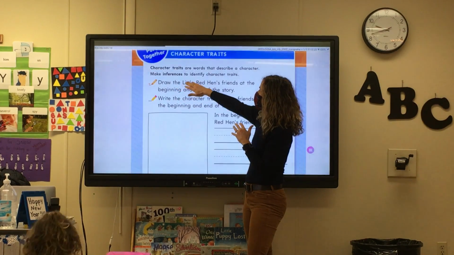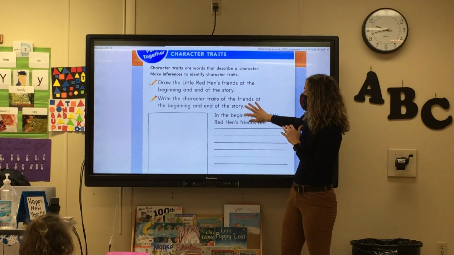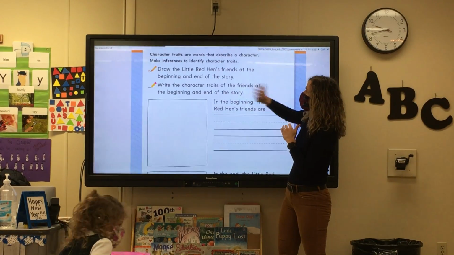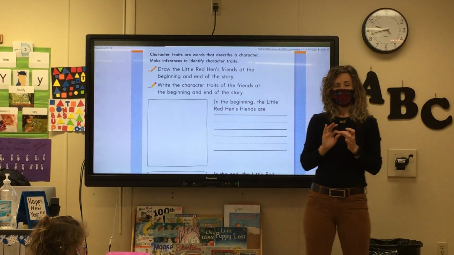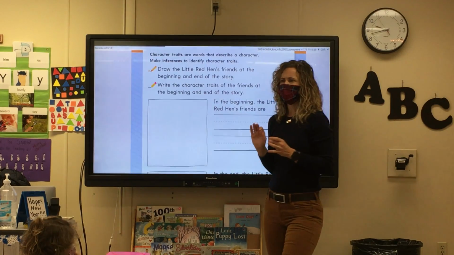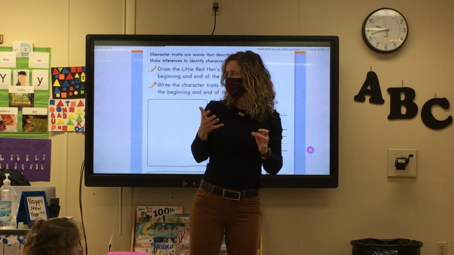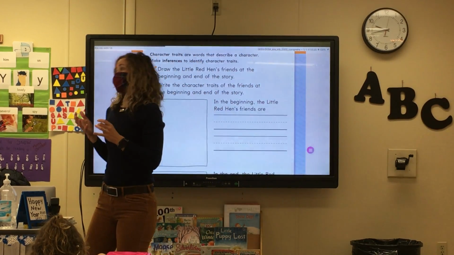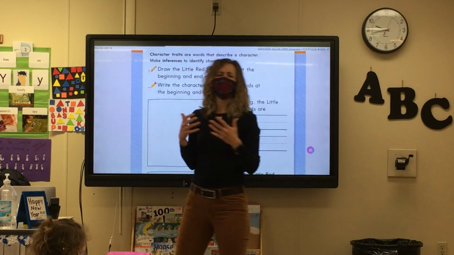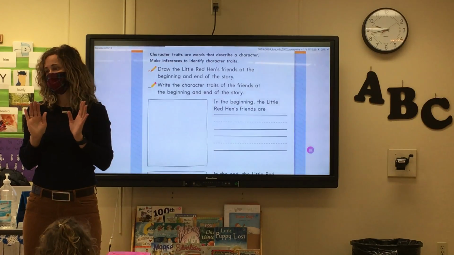Now, this says make inferences to identify character traits. So we're going to talk about that as well. It says draw the little red hen's friends at the beginning and at the end of the story. So to remember how her friends were at the beginning of the story, how were her friends? Not so nice, right? Why were they not so kind, not so nice? What was something that they were doing that was not very kind, Audra?